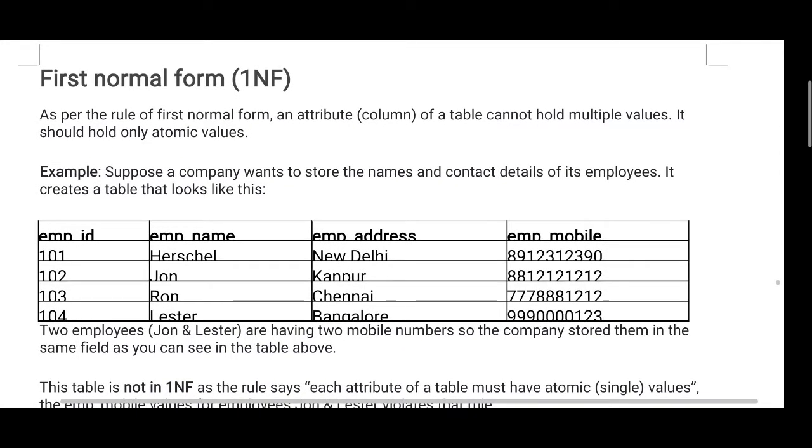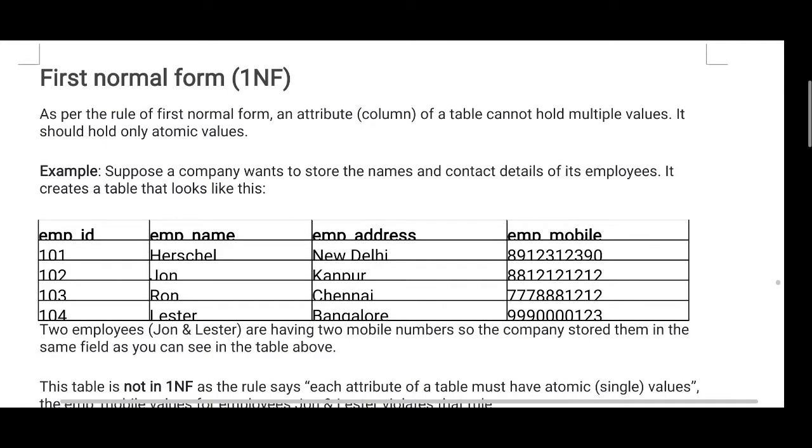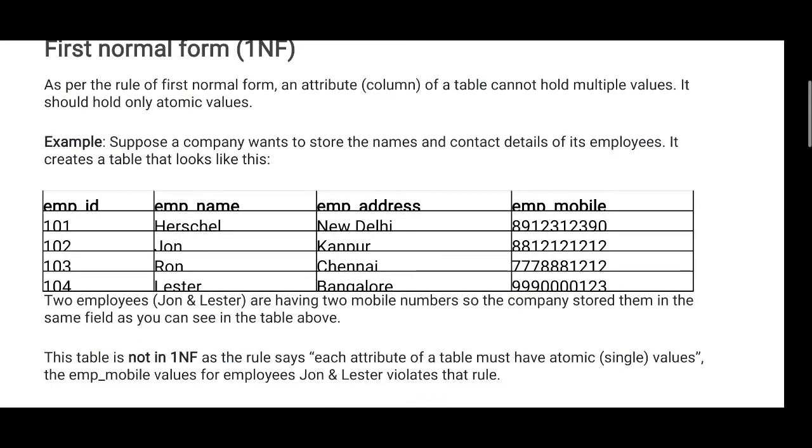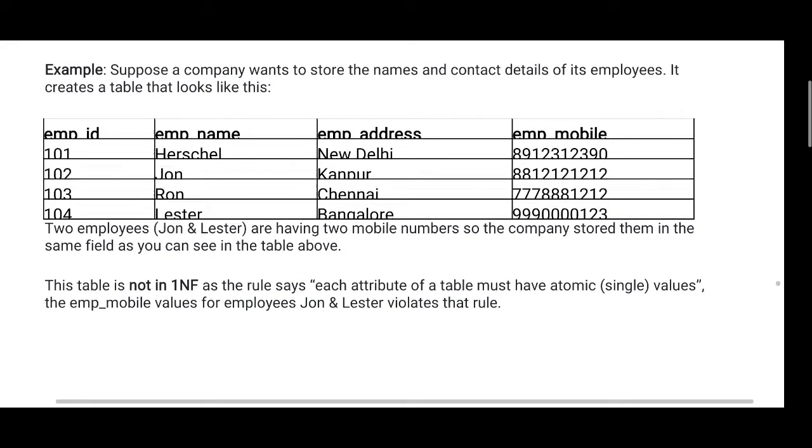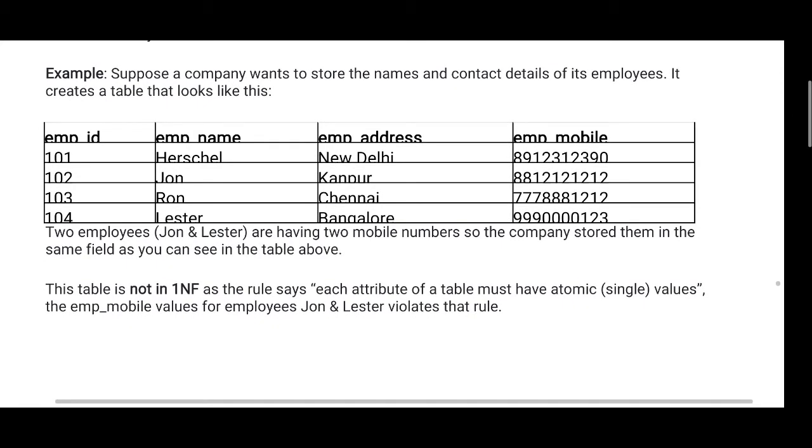Suppose a company wants to store the names and contact details of employees. It creates a table that looks like this one. Here, two employees, John and Esther, are having two mobile numbers. So the company stores them in the same field as you can see in the table above.